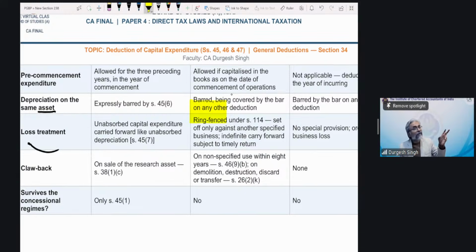How many years will the loss be allowed to be carried forward? For unlimited years. And tell me, students, in the next year, from which income will it be allowed to be set off? Same specified business income. Is that point clear to all of you, students? That exactly is the point over here.